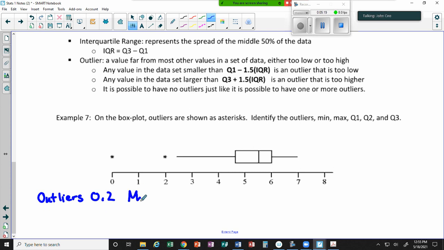Okay, what's the min? The outliers can be your mins and maxes, yep. So the min would be 0. Okay, what would the max be? Yep. This value here, the end of this.